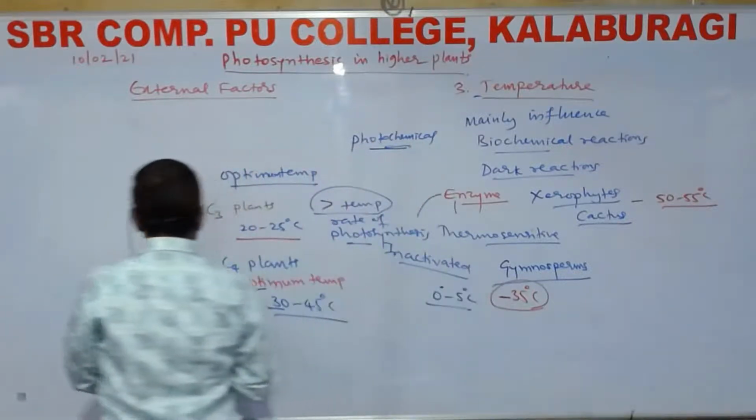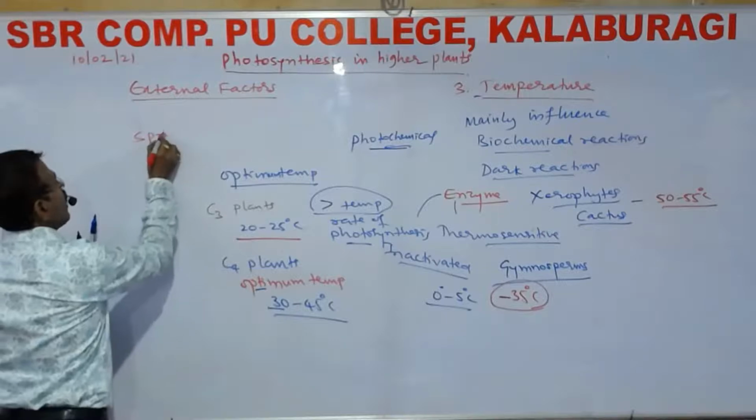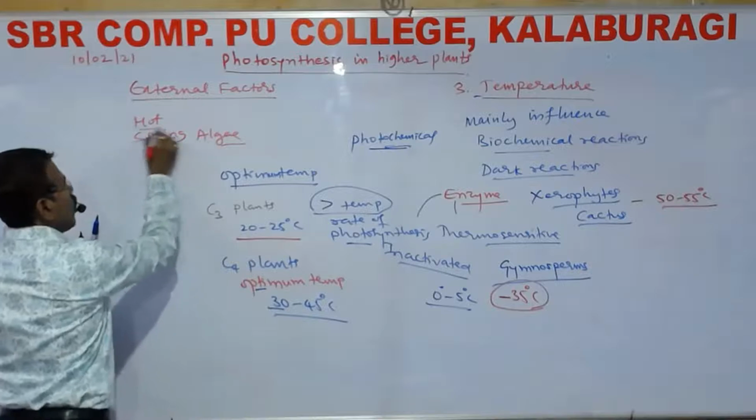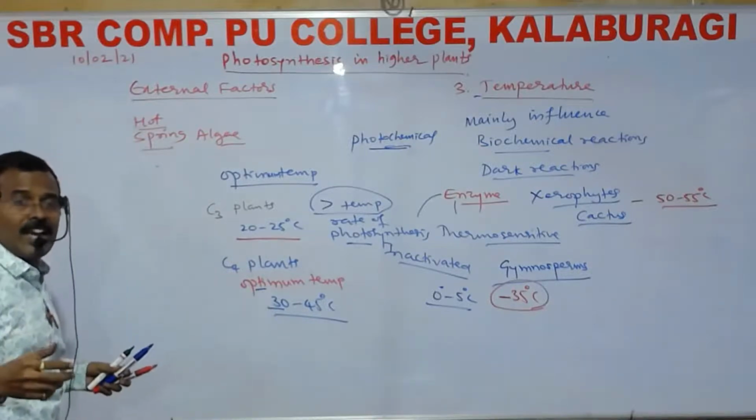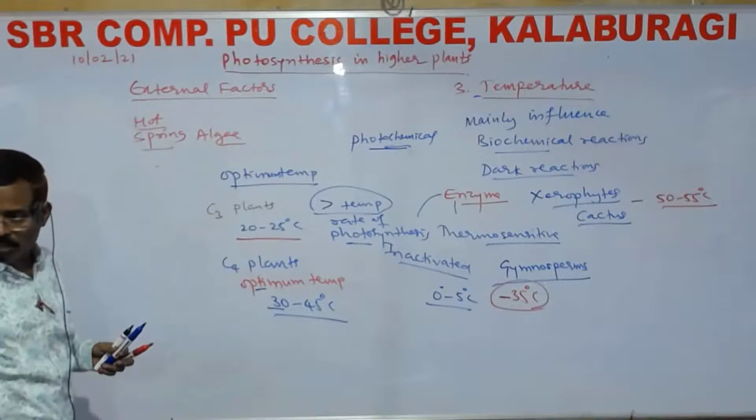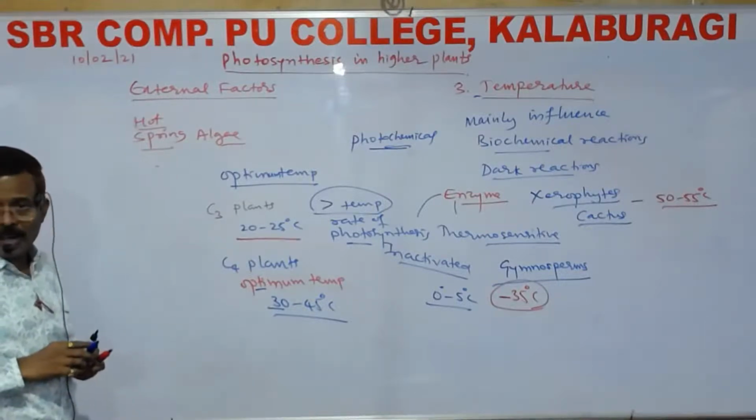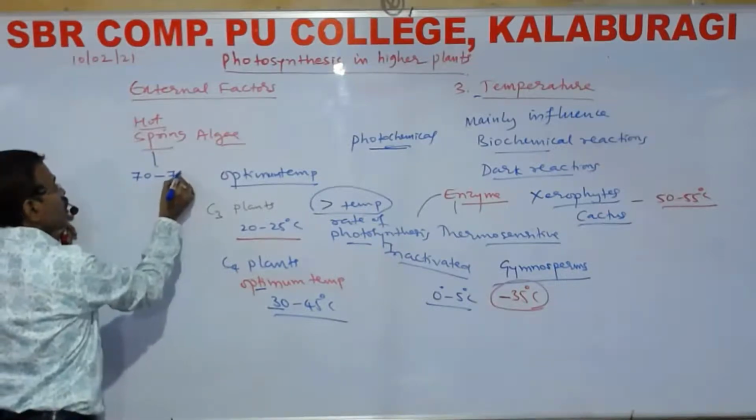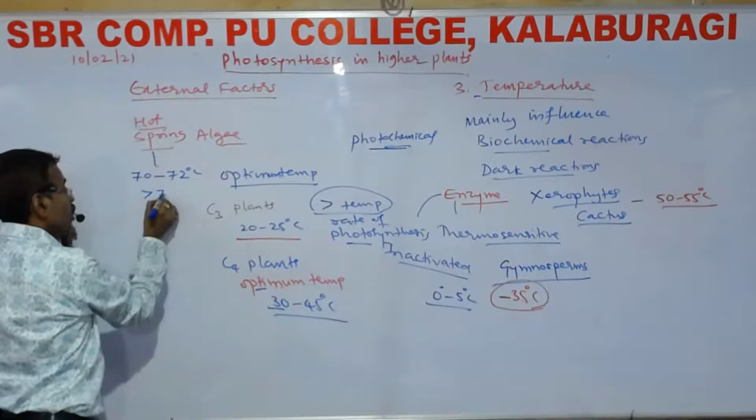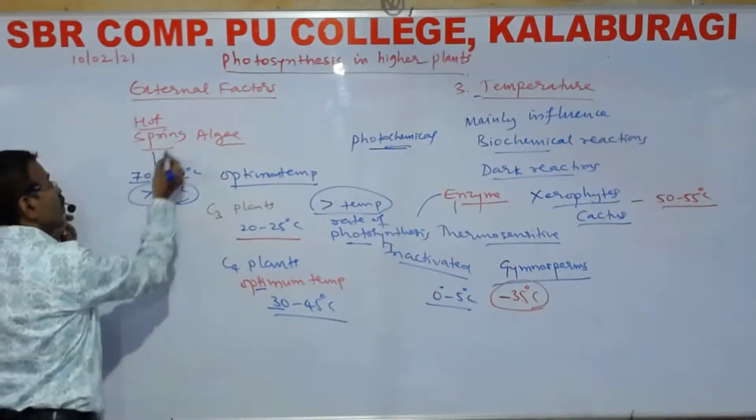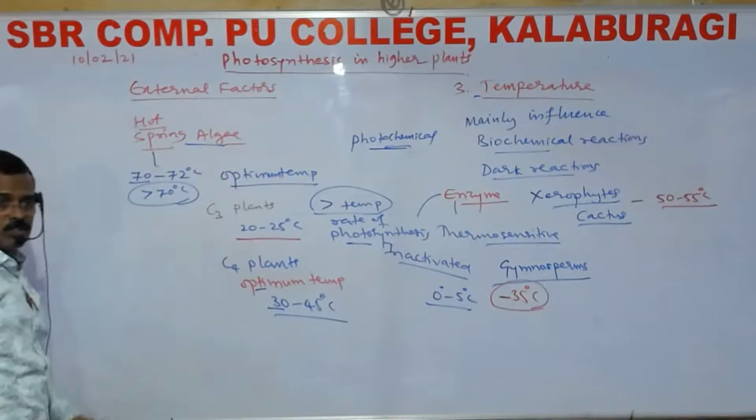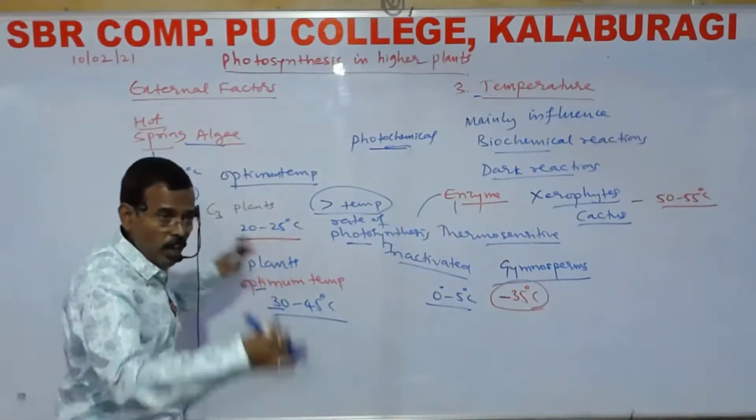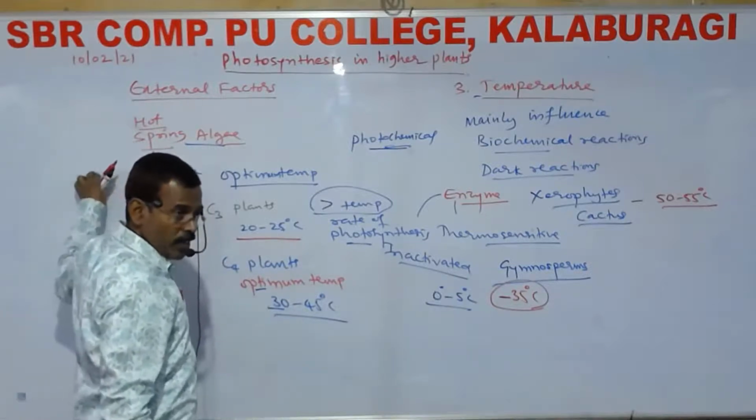Now, there are hot spring algae. These algae grow in hot springs. In hot springs, temperature will be high. They can perform photosynthesis at 70 to 72 degrees centigrade or more than 70 degrees centigrade. Hot spring living algae can do this at more than 70 degrees. Normal plants cannot perform at this temperature.